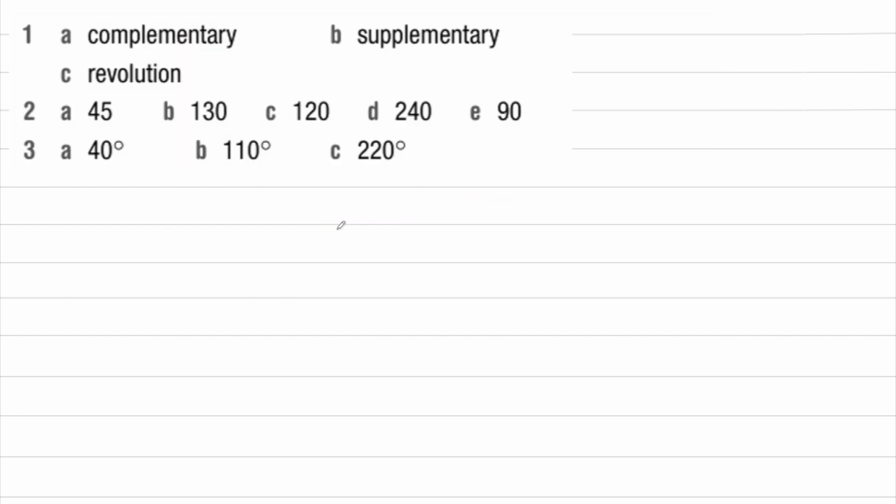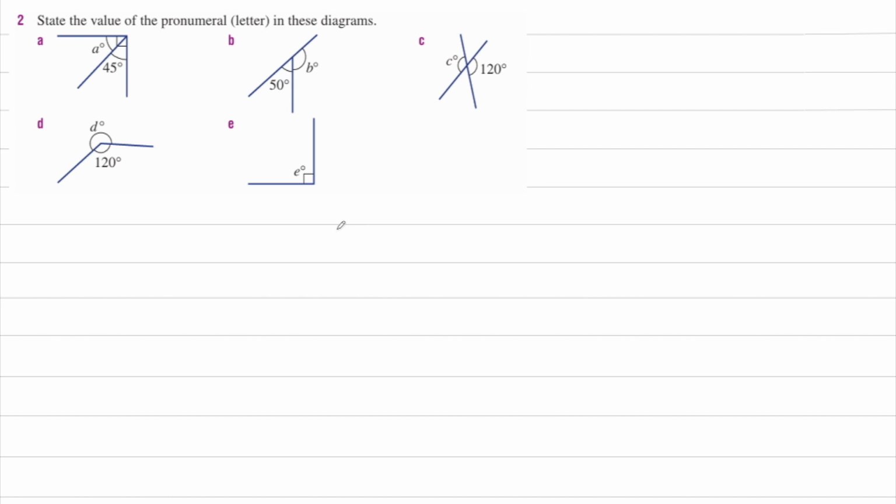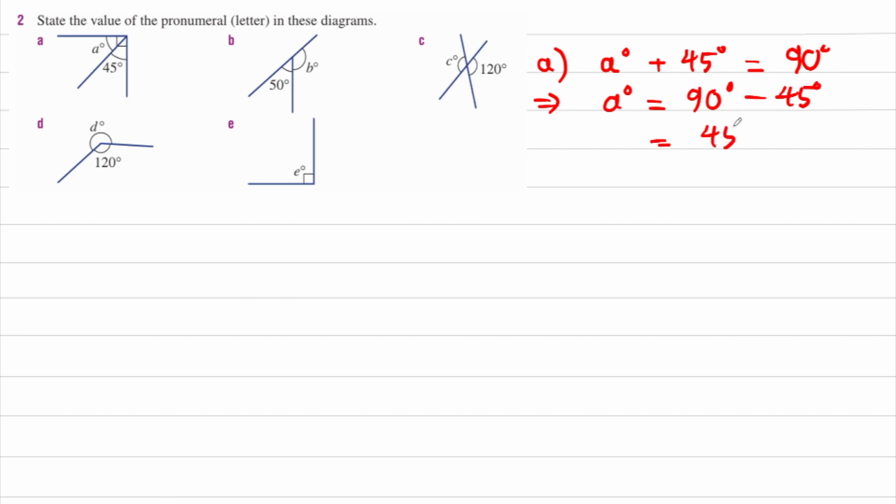That is example 1. Example 2, you have to state the value of the letter in this diagram. For each question you will have an expression about the angles. The first one, you have angle A plus 45 degrees equals 90 degrees. So this is an equation and you should find the value of A. 90 degrees minus 45 degrees, and then you get 45 degrees as the answer to question A.